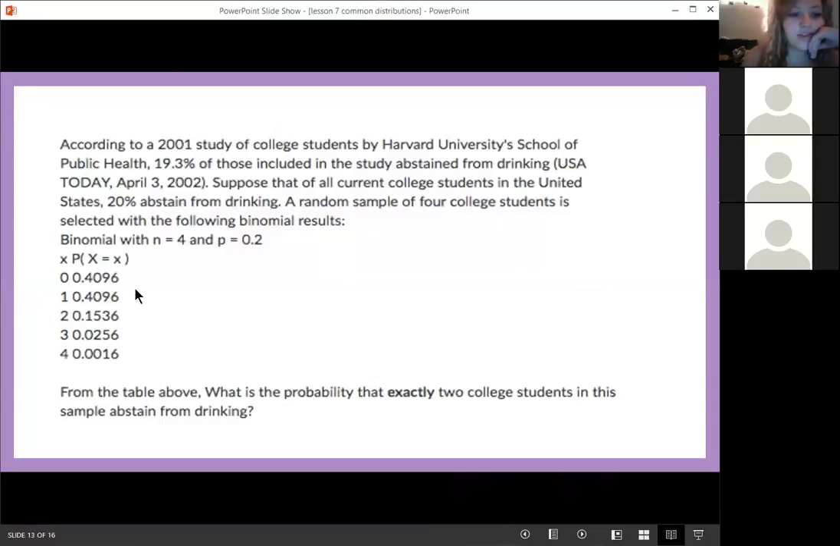From this table, similar to the last question, just set up a little bit differently, what is the probability that exactly 2 college students in this sample abstain from drinking? Go ahead and let me know what you think about this one. I'll write a few other questions while you look at that one.